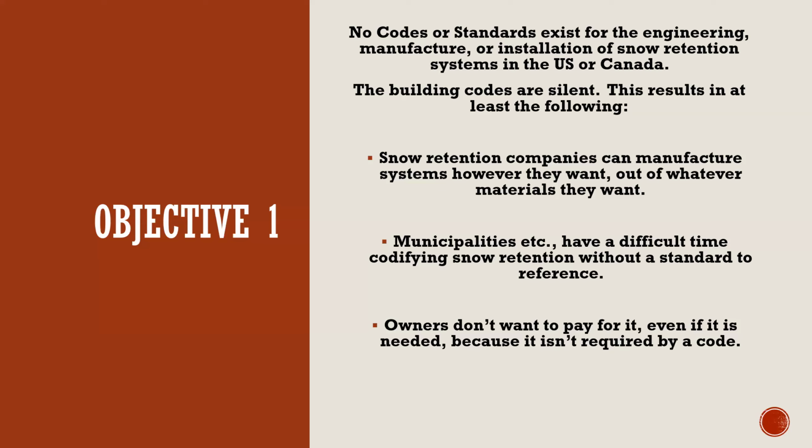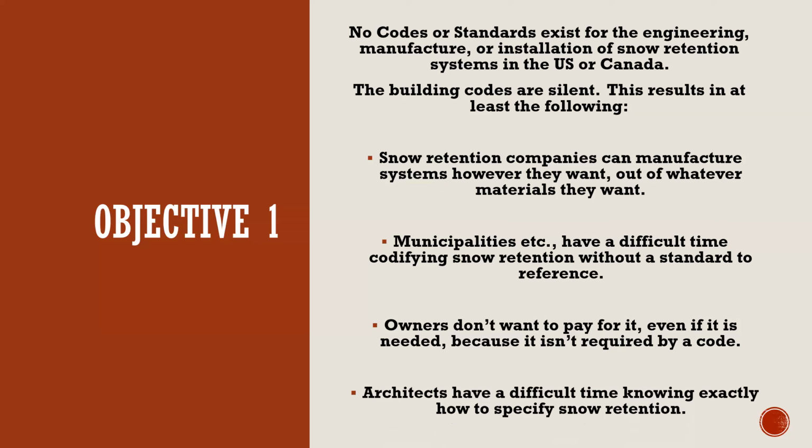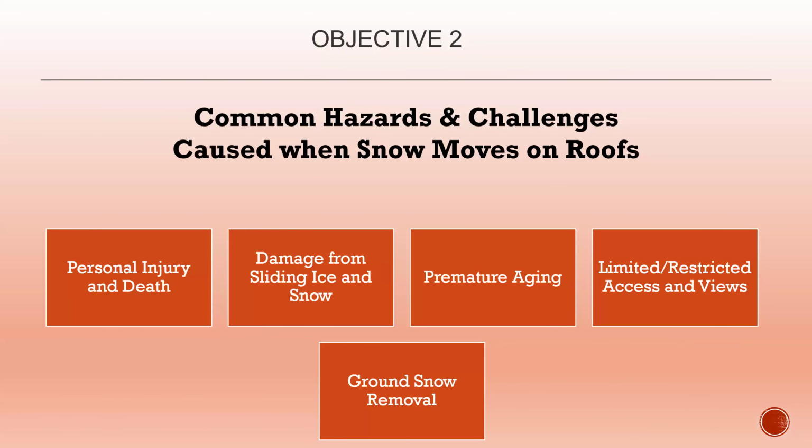Since it's not required by code, owners oftentimes don't want to pay for it, which does result in a lot of retrofit situations where you're coming back to the job 2 years later and trying to figure out how you can install snow retention without messing with the integrity of the current roof system. That's something that we're seeing so often right now, just because the owners don't want to pay for it at the time of roof installation, but then have some type of problem related to the snow. And architects also have a difficult time knowing exactly how to specify that snow retention as well.